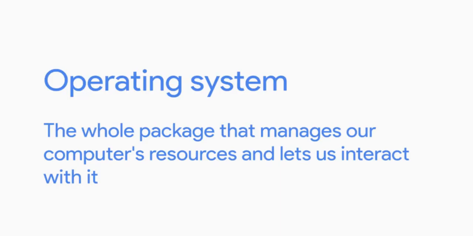We introduced the concept of an operating system in earlier lessons, but what is it exactly? A lot of us hear the term operating system and think of the interfaces of our desktops and phones, like the menus, buttons, and backgrounds. Technically, these are part of the operating system, but it's a little more complex than that. An operating system is the whole package that manages our computer's resources and lets us interact with it.